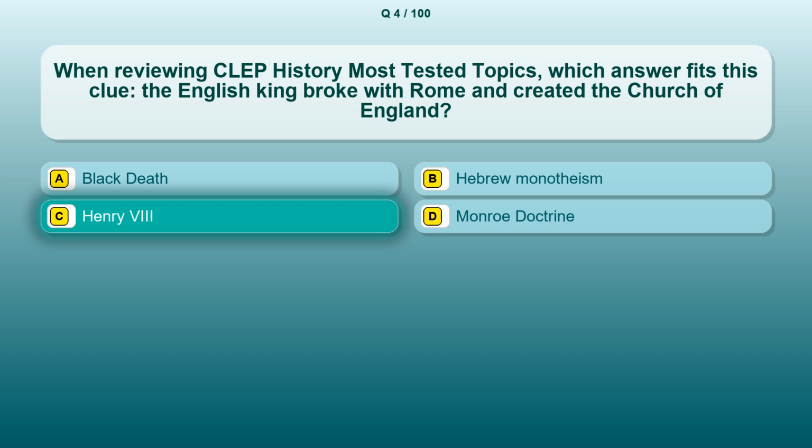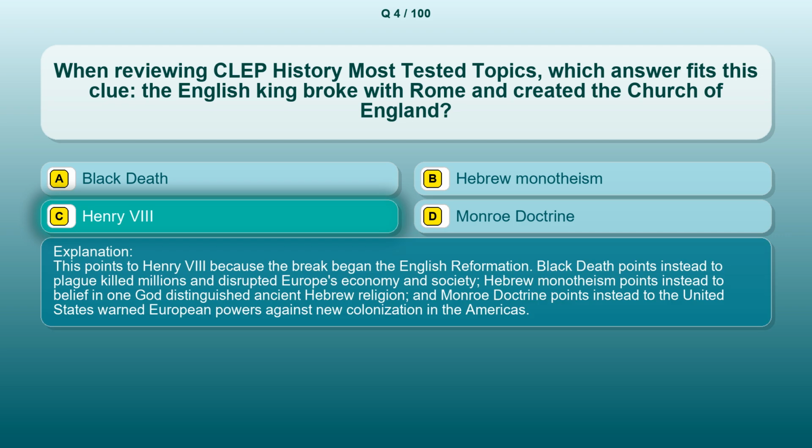The correct answer is option C. Henry VIII. This points to Henry VIII because the break began the English Reformation. Black Death points instead to plague killed millions and disrupted Europe's economy and society. Hebrew monotheism points instead to belief in one God distinguished ancient Hebrew religion, and Monroe Doctrine points instead to the United States warned European powers against new colonization in the Americas.